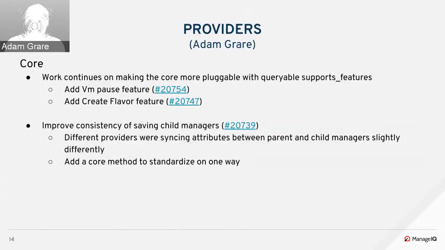Keenan also looked at improving the consistency of saving child managers. So for most of the cloud managers, they have dependent child network and sometimes storage managers. There are some attributes that we need to keep in sync between all of these. For example, the zone, the region, and the tenant IDs all have to be synced. Each of the providers was doing this slightly differently. So Keenan added a method in Core that all these providers can share so that we can get a consistent way of keeping all of these attributes in sync across all of the providers. So that should remove some of the idiosyncrasies between doing this on the different providers. Some providers miss some columns, for example. So this should get us on a standardized way of doing that.